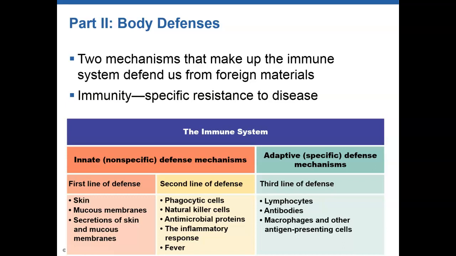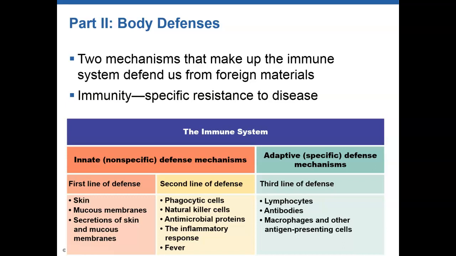There are two basic mechanisms that help to defend us from foreign invaders. The first is our innate defense, and that's things that we are born with. And then we have our adaptive defense, or our immune system. So our innate defenses make up both the first and second lines of defense. Things like our skin, our mucous membranes, sweat that is produced by the skin, producing an acid mantle, sebaceous secretions that keep oxygen from getting to bacteria.